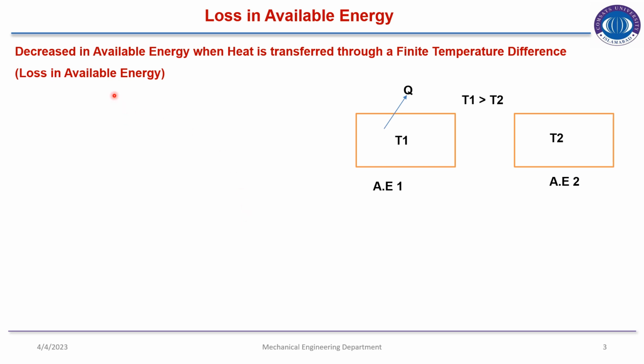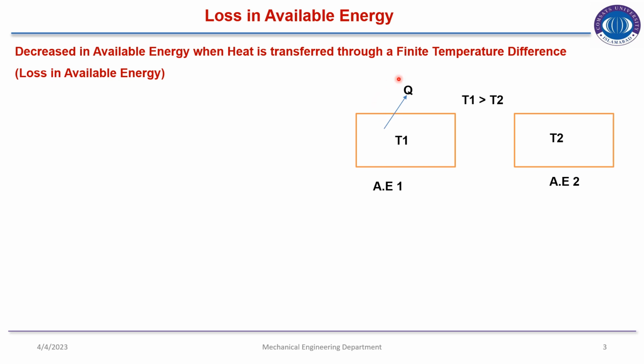So first we will discuss loss in available energy. The term may be written as loss in available energy or decrease in available energy, so they both mean the same. In certain numerical problems, you will be asked to calculate the loss in available energy or decrease in available energy. So both terms mean the same. So, decrease in available energy when heat is transferred through a finite temperature difference.